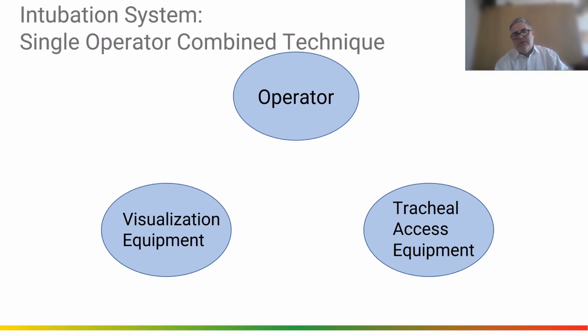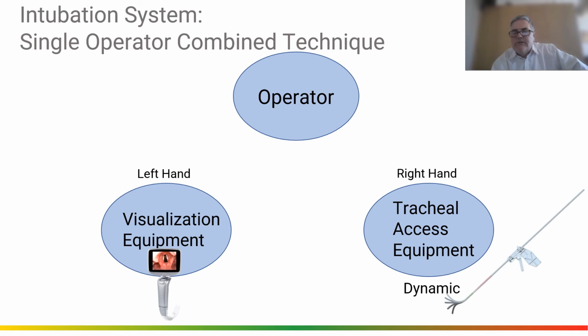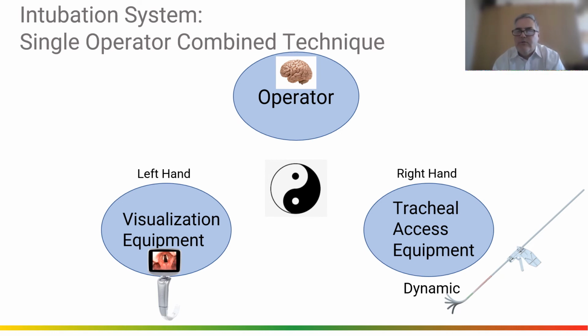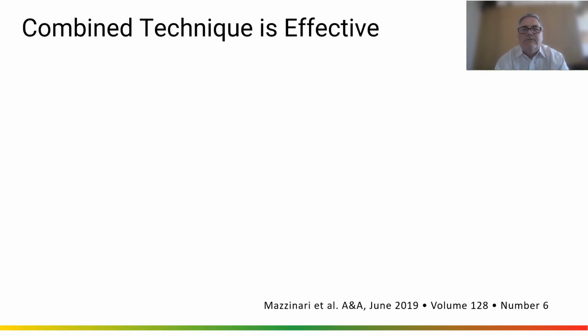Okay, so now what does our system look like? Left hand, visualization equipment, superior video laryngoscopy view. Right hand, single-handed tracheal access, dynamic tracheal access, and a single operator technique. This is a system that is in evolutionary harmony. When we have harmony in our systems, we have good outcomes and stress-free lives. So combined technique is effective.